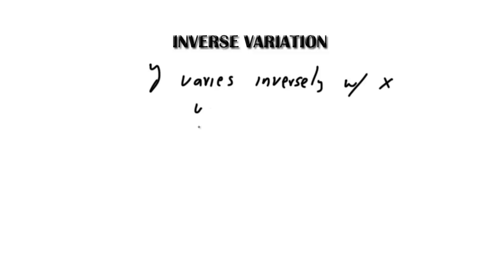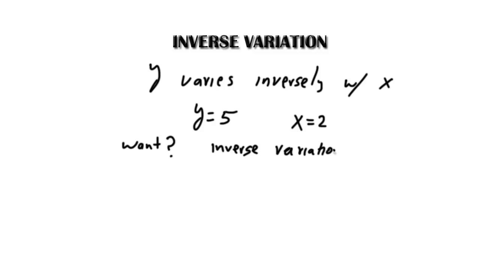Let's say y varies inversely with x, so that's given. And I tell you that y is equal to 5, say, and x is equal to 2. And I want to find the inverse variation equation. So what do we want? We want the inverse variation equation.